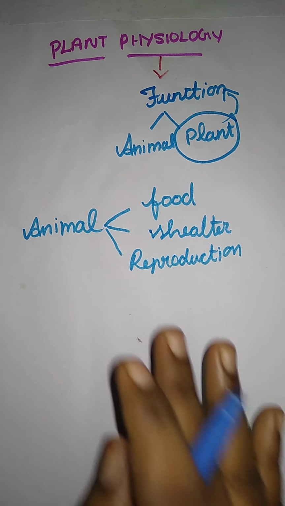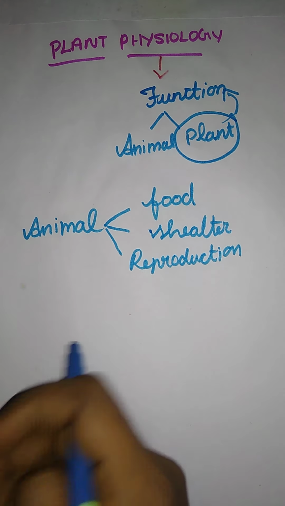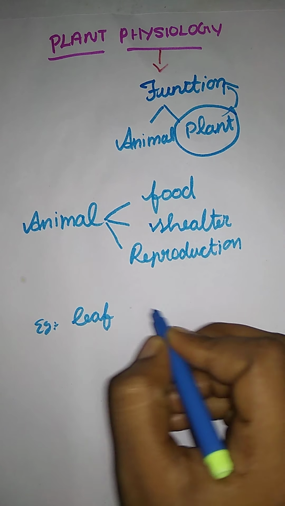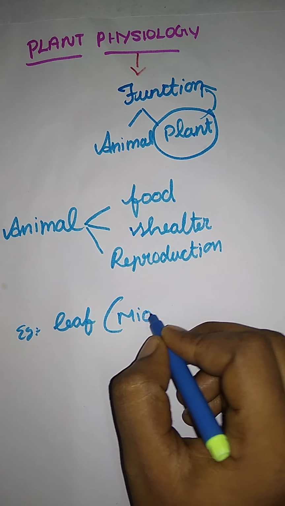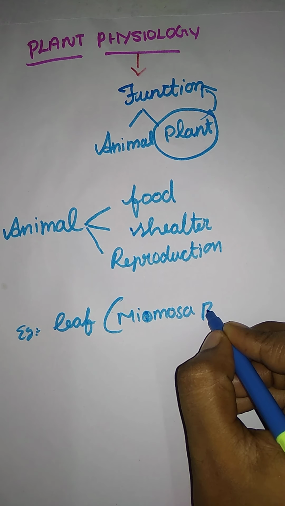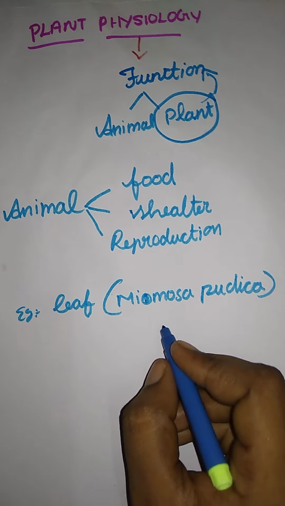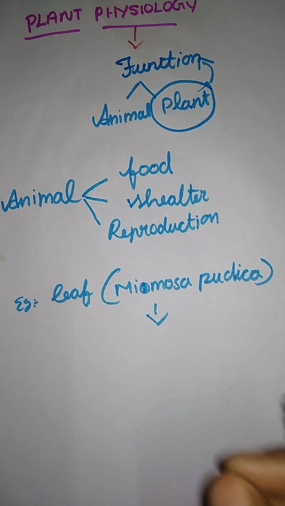And here, have you ever observed that plants also show movement? For example, leaves. Here, the leaves of Mimosa pudica. What is the name of the plant? Sorry, Mimosa pudica. Mimosa pudica means the touch-me-not plant. So, the touch-me-not plant.